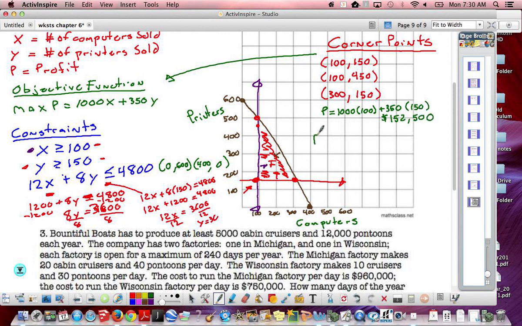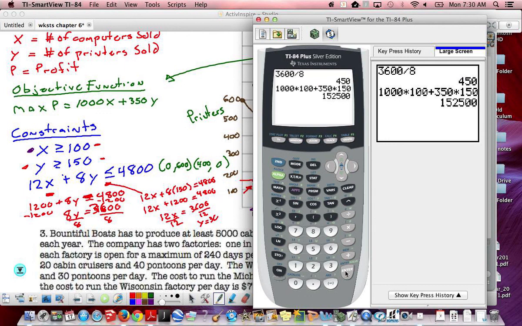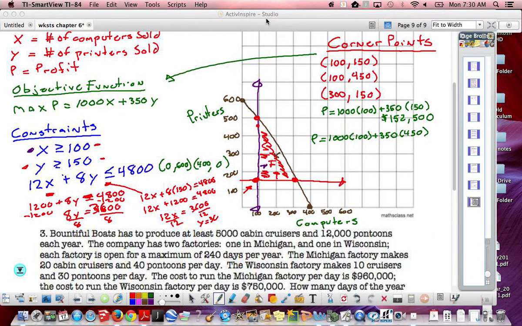On the next one, it'll be 1,000 times 100 plus 350 times 450. So plug that into our calculator. It's actually the same thing, except I changed this 150 to 450. So we know that this one's going to be at least bigger. 257,500.